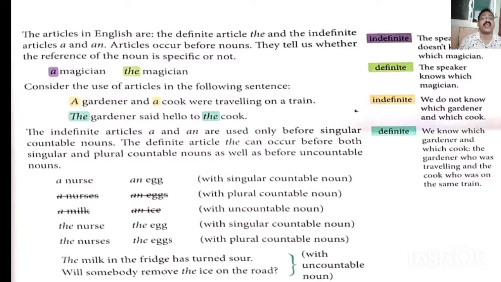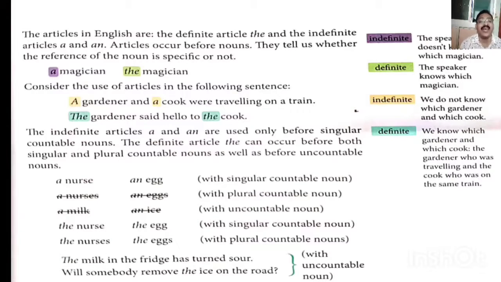The indefinite article A and An are used only before singular countable nouns. The definite article the can occur before both singular and plural countable nouns as well as before uncountable nouns. A and An are generally used for countable nouns. A we use for nouns which we can count, like a biscuit, a ball, an owl, an orange. These are all nouns which we can count.